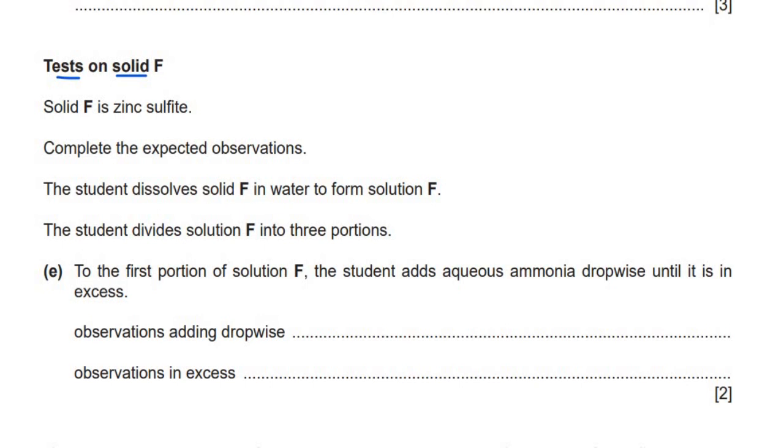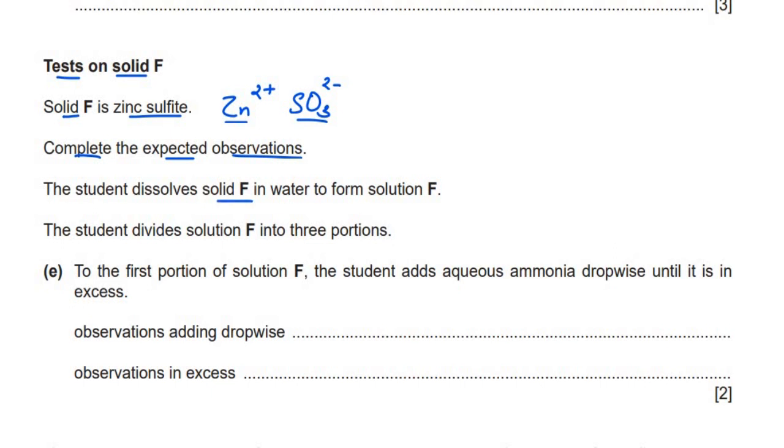It's given to us that solid F is zinc sulfite. This is not sulfate, this is sulfite, zinc sulfite. So what is the cation present? Zn2 plus, and sulfite is SO3 2 minus. So these are the two ions present in solid F. Now complete the expected observations.